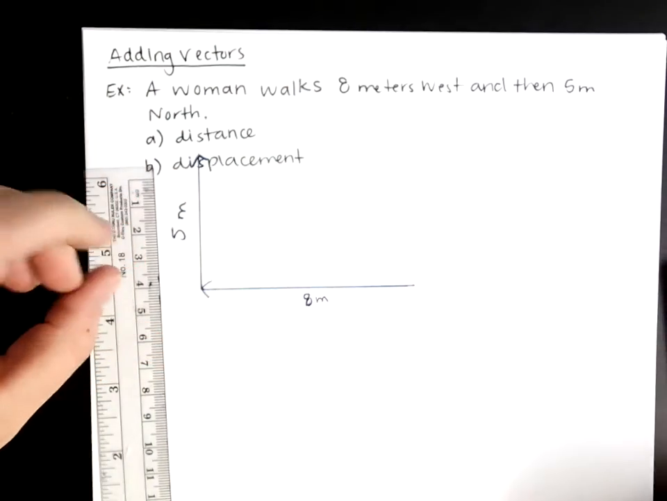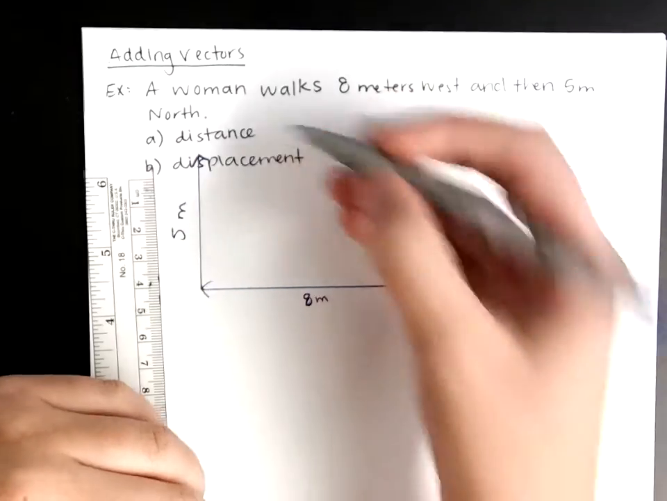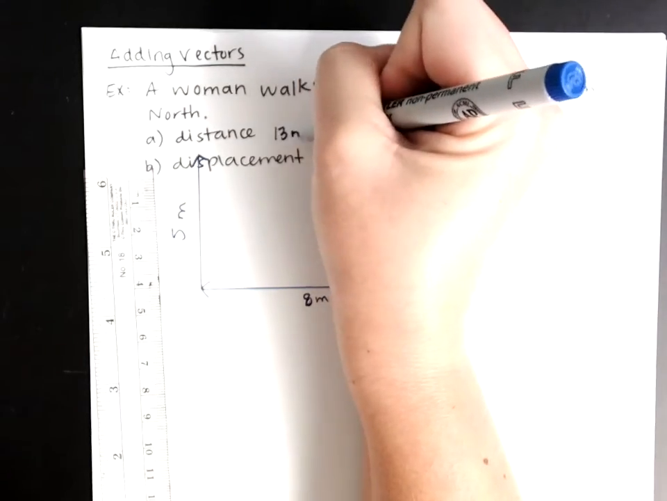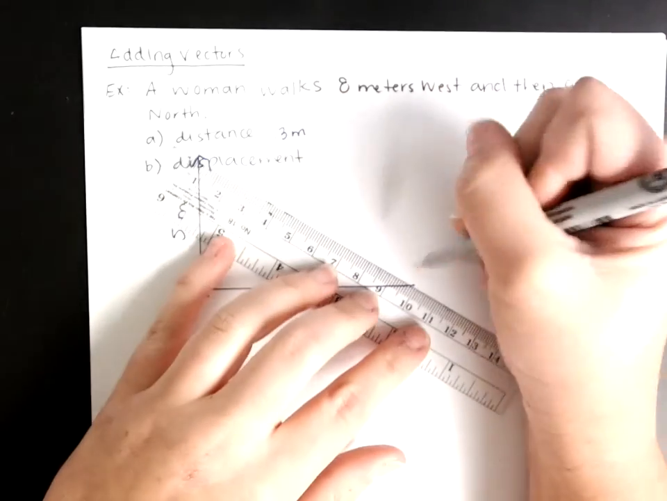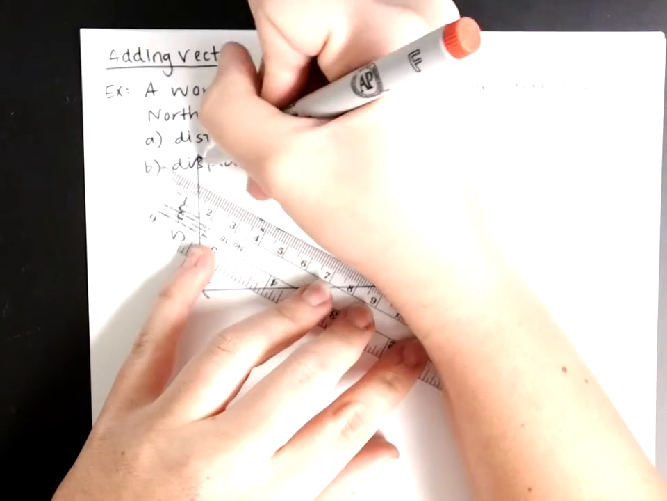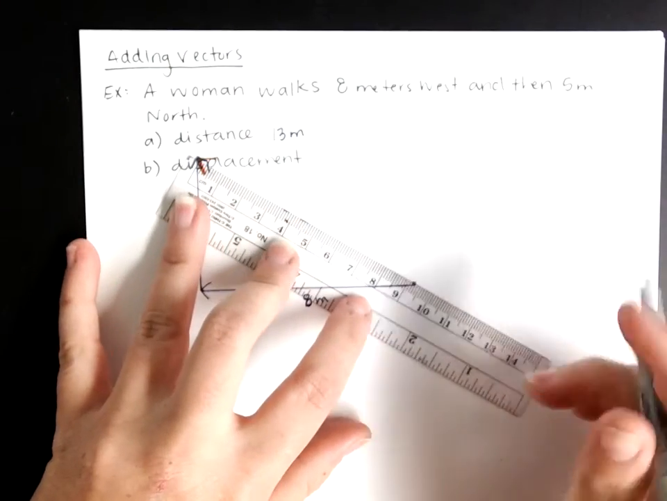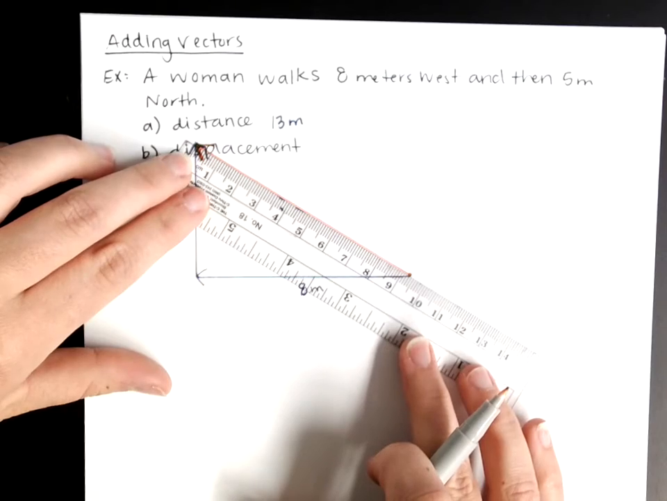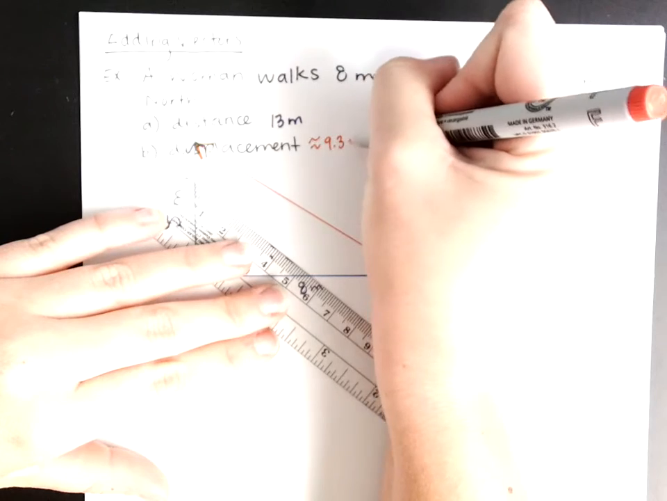Okay. Let's just find distance first. That one's pretty simple. Distance is the total distance traveled. 8 plus 5, what does that give us? That gives us 13. So 13 meters is her distance. Her displacement, though, has direction. So it's start to finish. So we started right here. We finished right here. So that's where our arrow is going to point. And you could notice that we could kind of estimate, since we drew it to scale with a ruler, that it's going to be about 9.3 centimeters.